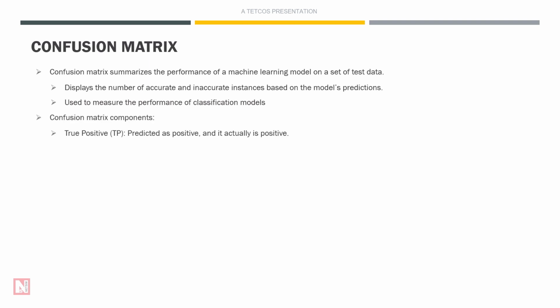True positive. This is when the model correctly identifies a positive case. For example, recognizing a normal node as non-malicious. True negative.